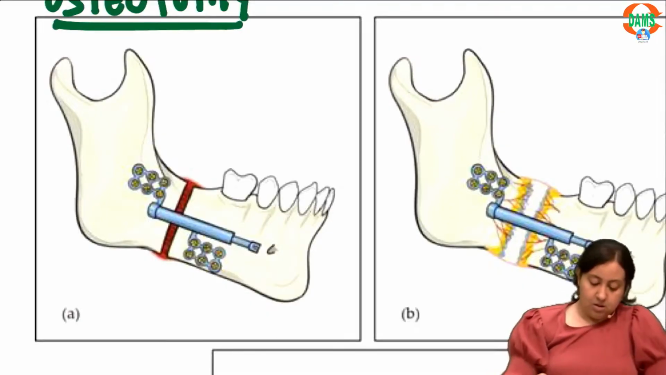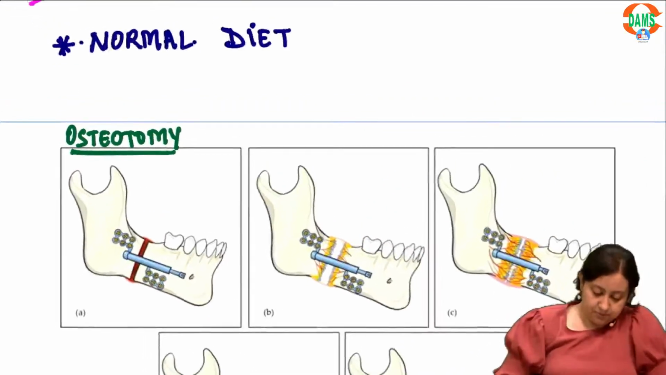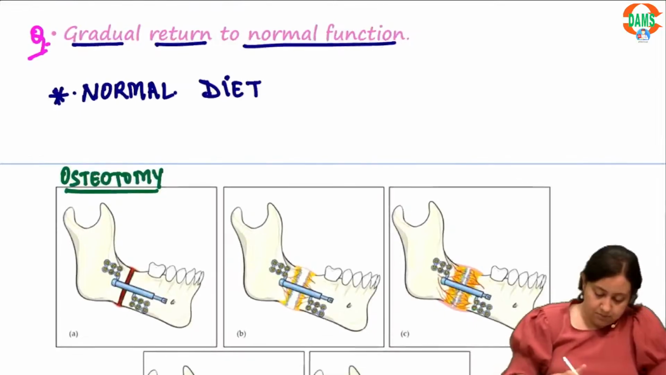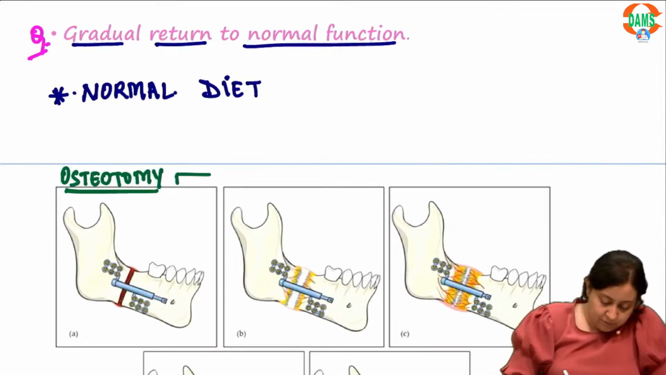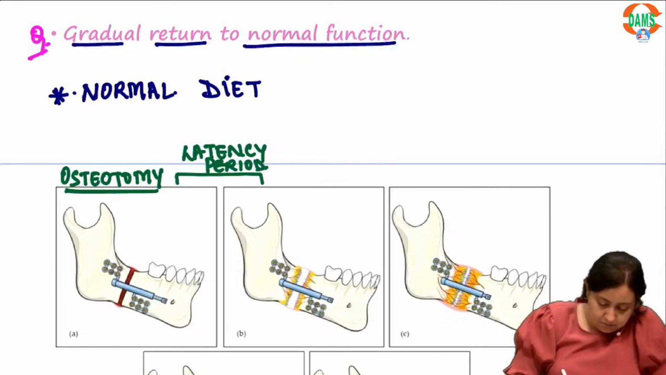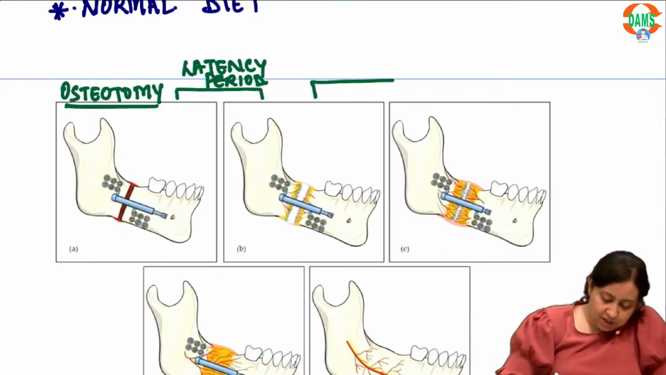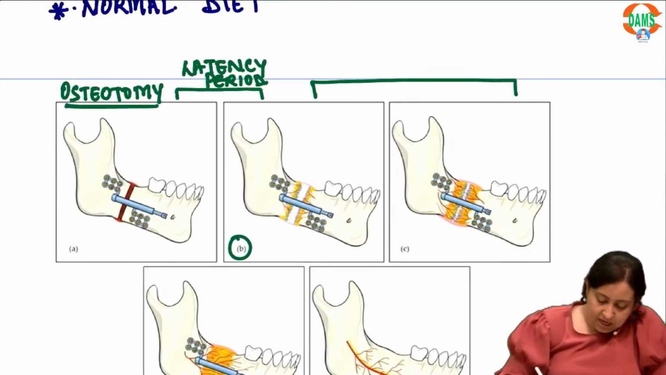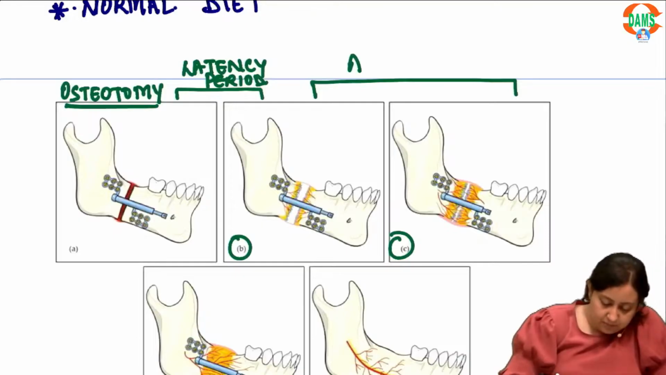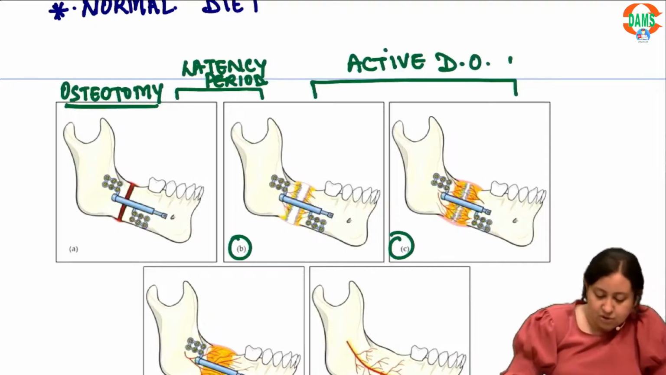Now, from here to here would be your latency period. Now this is your distraction phase. Both picture B and C are your active distraction osteogenesis phase.